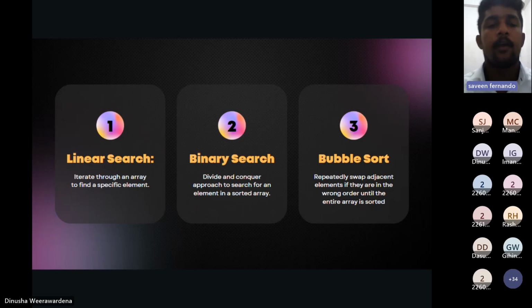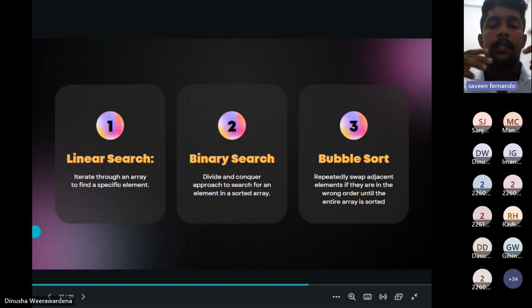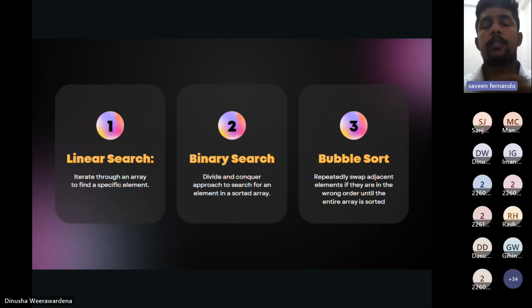So guys, in brief, we have explored three important algorithms, which are linear search, binary search, and bubble sort. Linear search is suitable for unsorted arrays, while binary search is efficient for sorted arrays. Bubble sort, although simple, may not be the most efficient sorting algorithm for large datasets. Understanding the time complexities of these algorithms helps us choose the right approach for solving specific problems efficiently. So I will hand over the presentation to Dasun to talk about the next one.